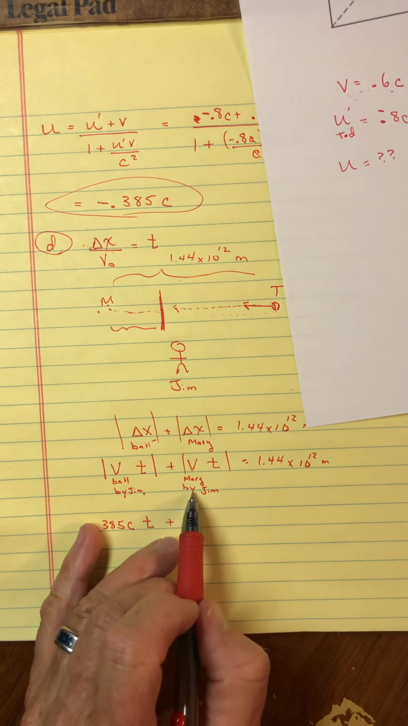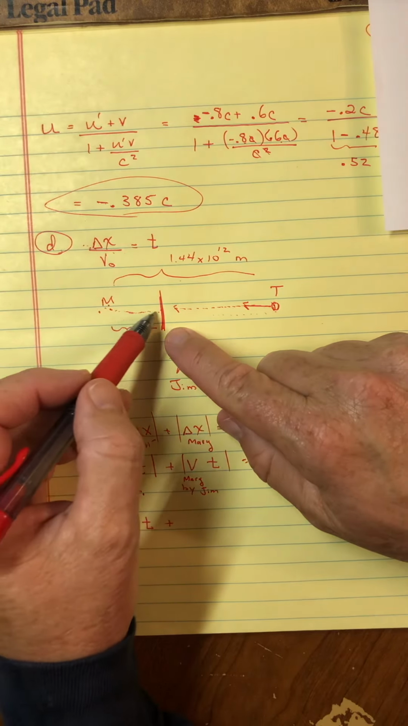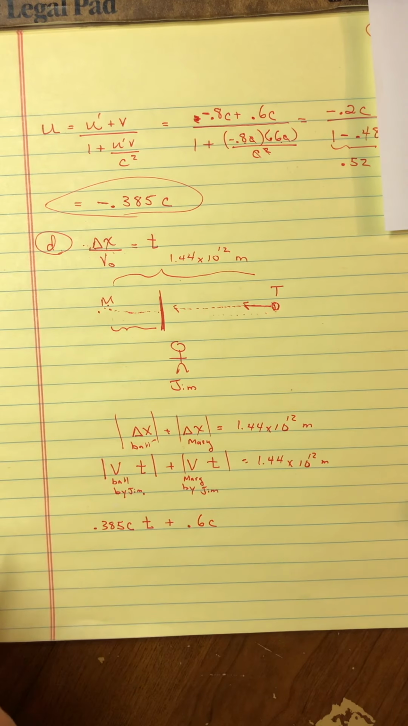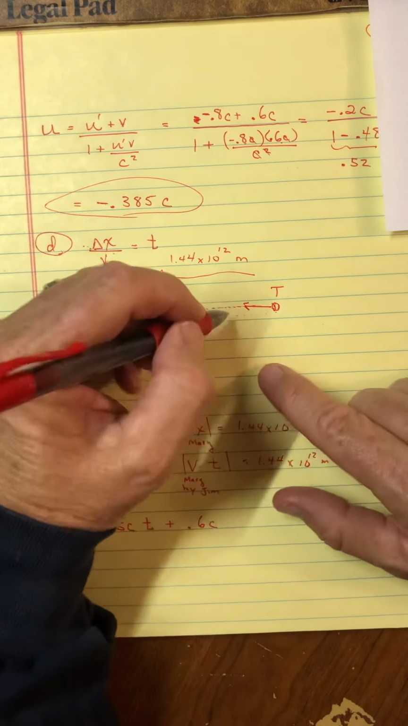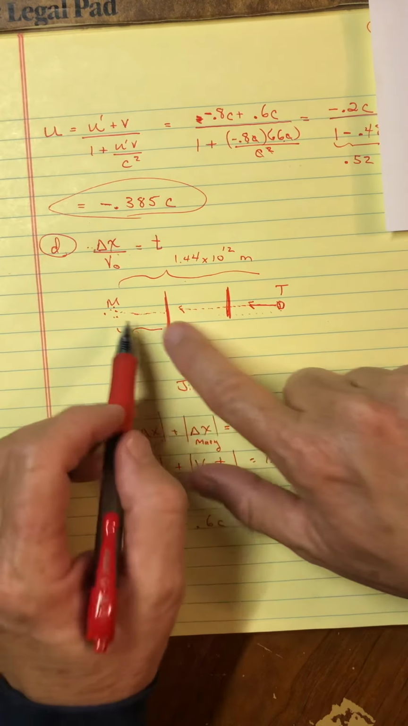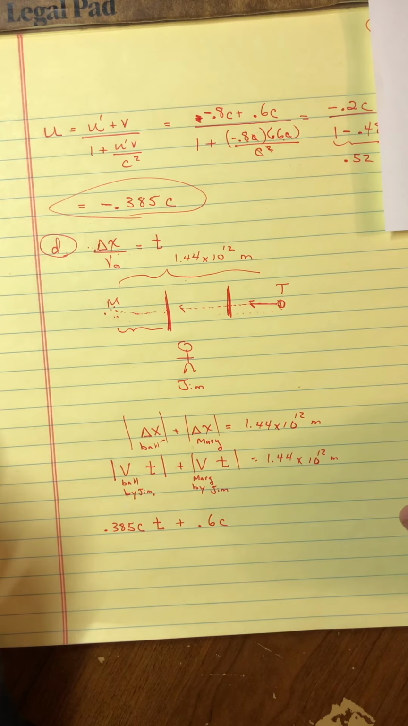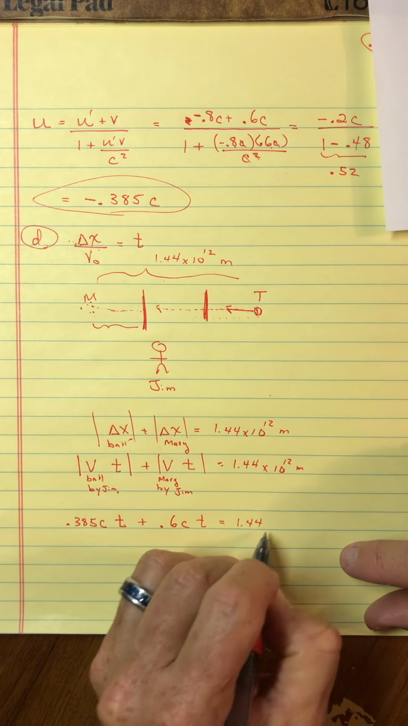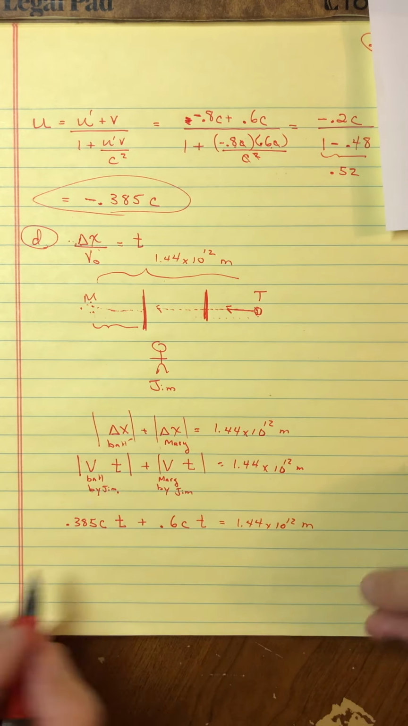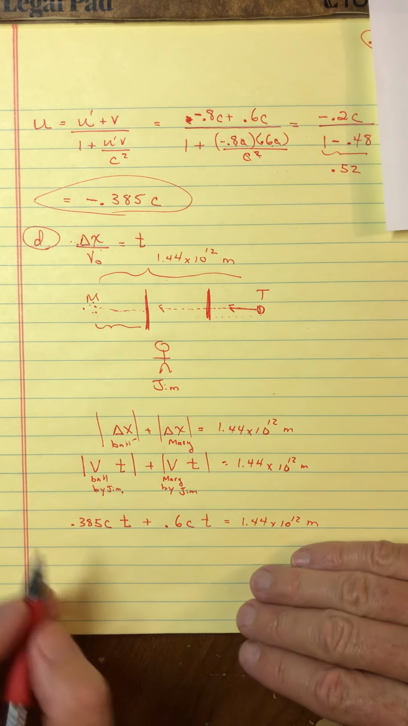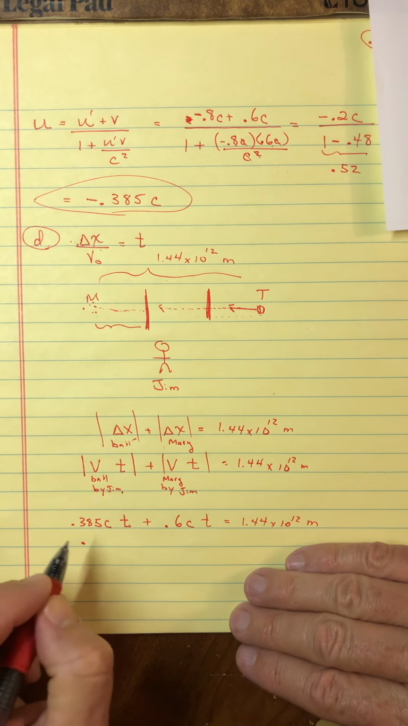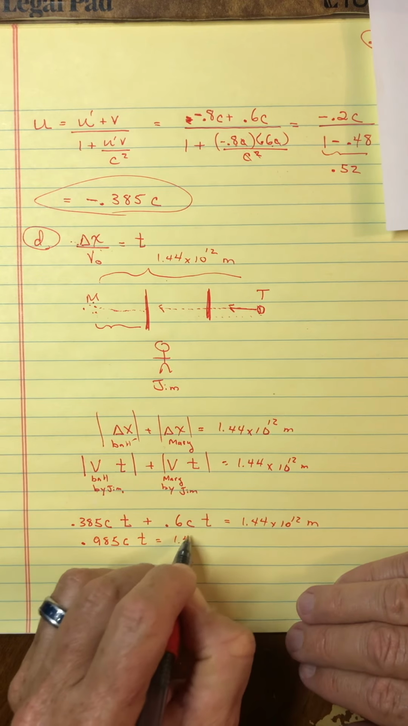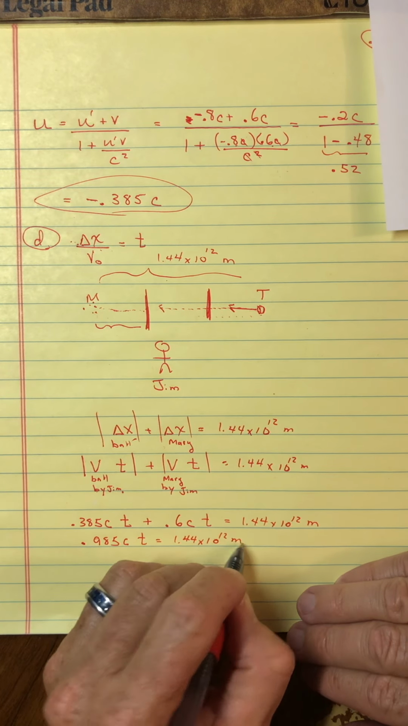This is the velocity of Mary as seen by Jim. So this is the rate at which Mary's closing in as seen by Jim. So this is the 0.6 C. And actually, I just realized now in my drawing they would be more like that, because from Mary's perspective, it's traveling faster than the ball. Anyways, that would be times T. Now, if we add these two together, we get 0.985 C multiplied by T is 1.44 times 10 to the 12th meters.